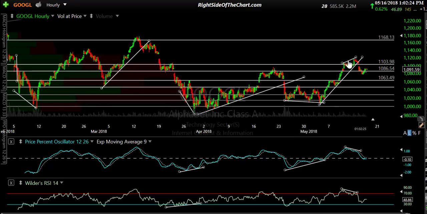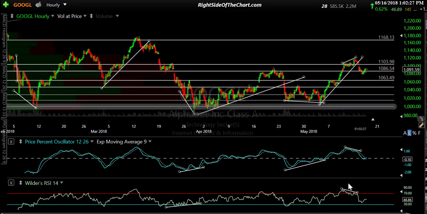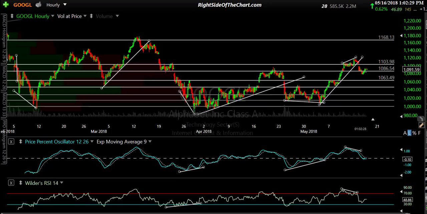Now, so we had the divergent high. We broke down. We pretty much met the wedge projection or measured target. That wedge wasn't very wide, and that's about how much we fell right there. So maybe that's over. And also worth noting is that the PPO is still, as with the QQQ and SPY, above zero and it appears to be turning up.